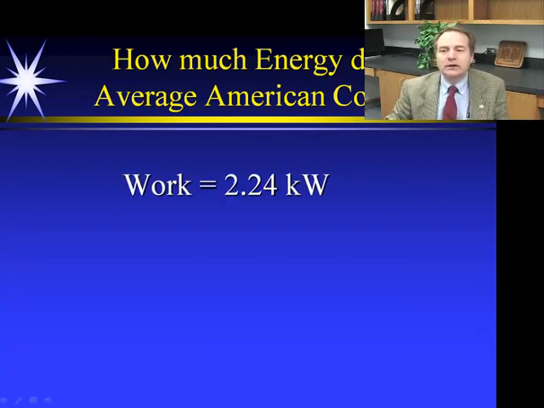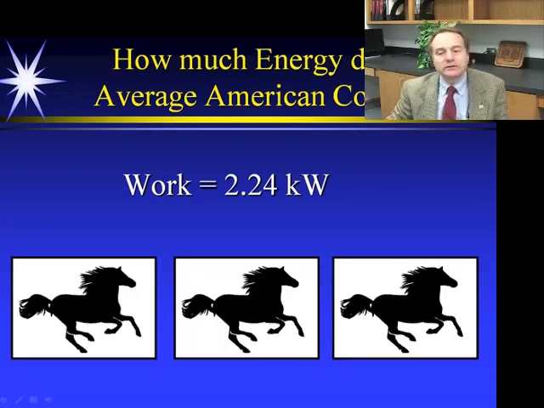Well, how much electrical energy, for example, or power does the average American consume? In terms of work, that's about 2.24 kilowatts. And expressed in a way that we can all understand it, that's equivalent to 3 horsepower. So on behalf of every American, 24 hours a day, there's the equivalent of 3 horses generating electricity for us, driving our automobiles, providing air conditioning for our buildings, and so forth.